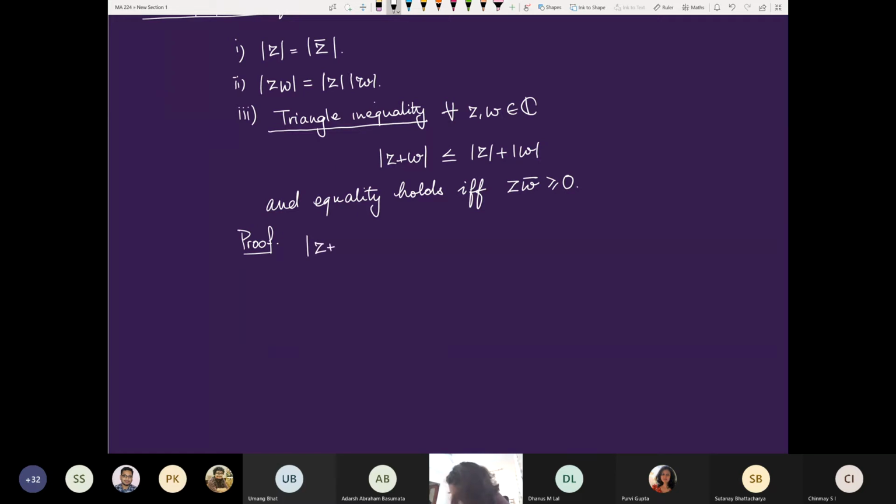Anytime you want to work with the absolute value, it's almost always a good idea to work with the square, because it's much easier to work with. So what you have is z plus w times the conjugate of z plus w, but the conjugate is linear over addition, so I can write this as z-conjugate plus w-conjugate.